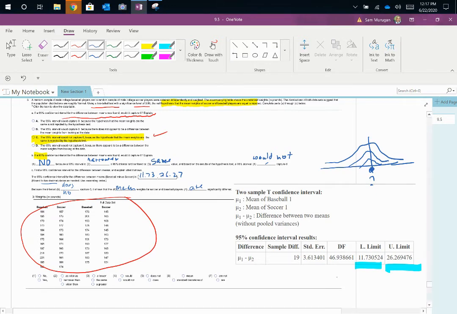But on a number line, 11.73 to 26.27, 0 is somewhere across here. So 0 is not inside of this interval here. That means that the two means are significantly different in this case. And here it is. That's actually the significant difference right there, 19.